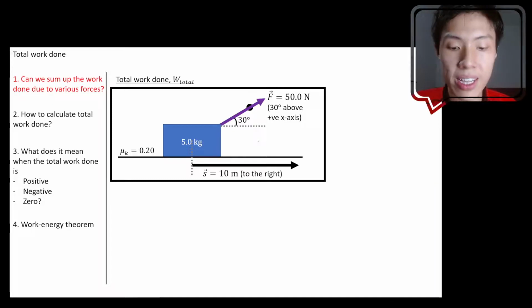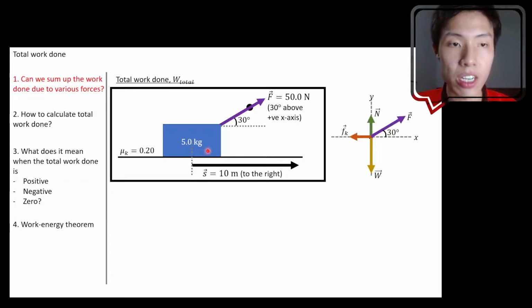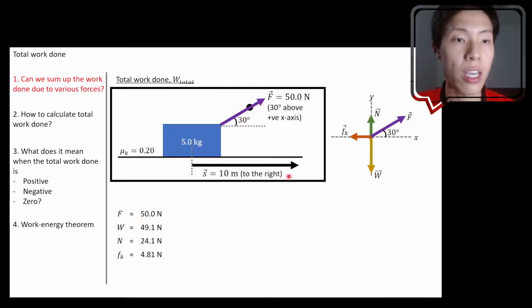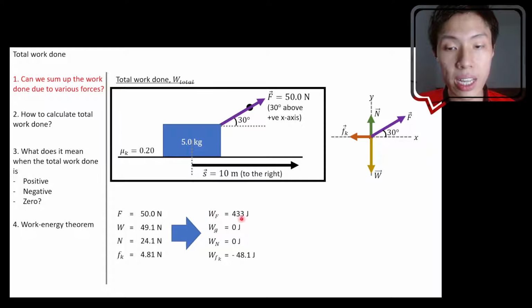We have been analyzing this situation by drawing a free body diagram and determining the magnitude of the forces acting on this body over here. Then from the magnitude of the forces and these angles that we have here, we try to determine the work done, and we have explained what it means if our work done is positive, negative, or zero.